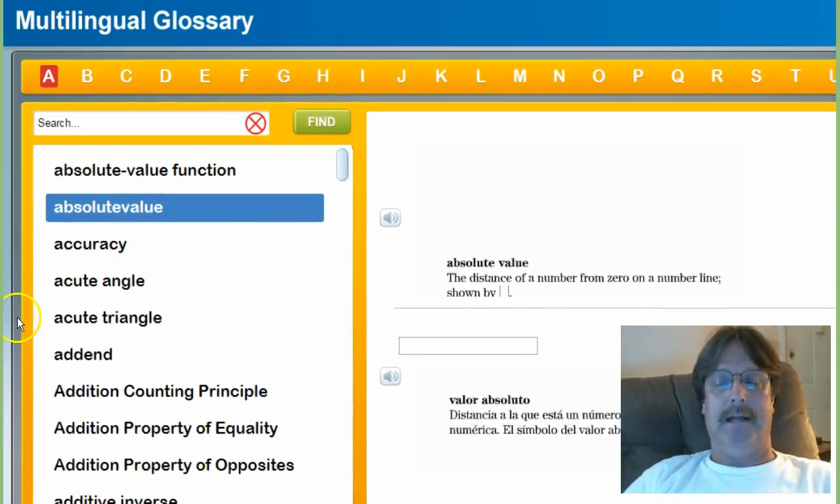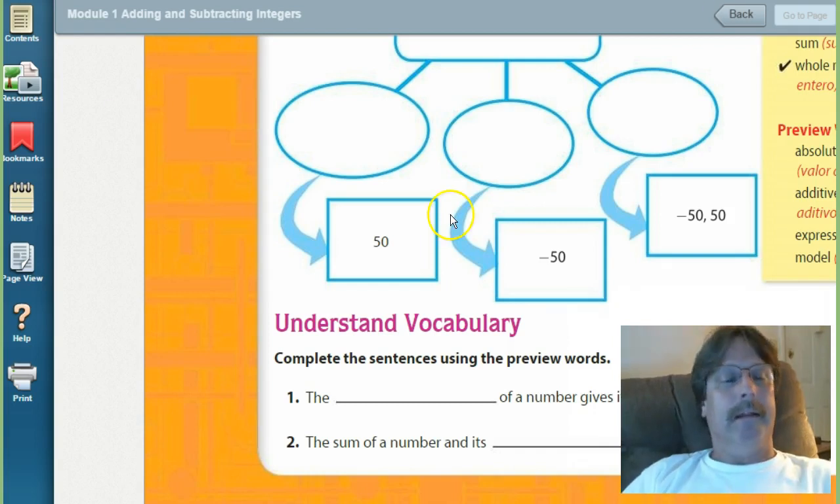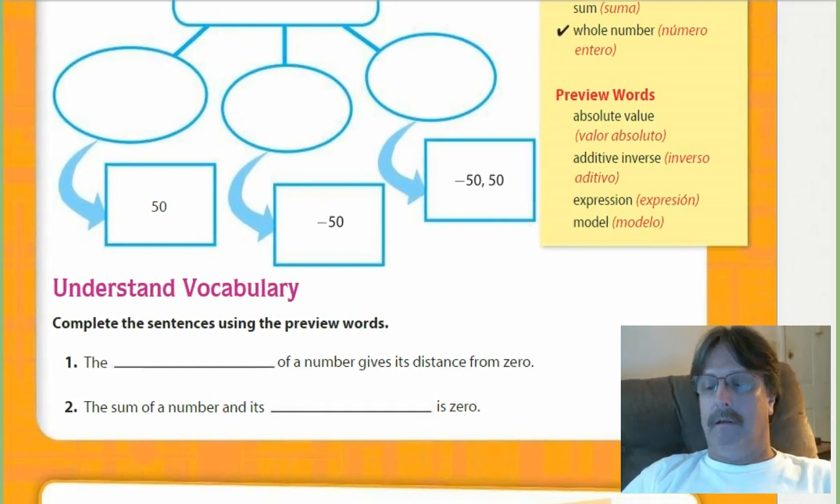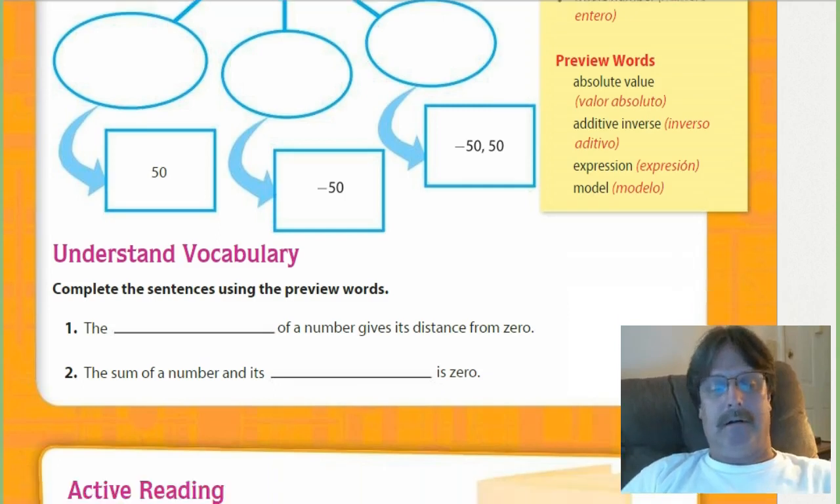multilingual dictionary, and it tells us, in this case, absolute value, the distance of a number from 0 on a number line, shown by this symbol here. Kind of hard to see it, but it's two parallel lines. So that's interesting. I've not used that feature before, and this is my second year, so I learned something new myself. Okay, so I'm going to click out of that, and move this back over, the recording feature.